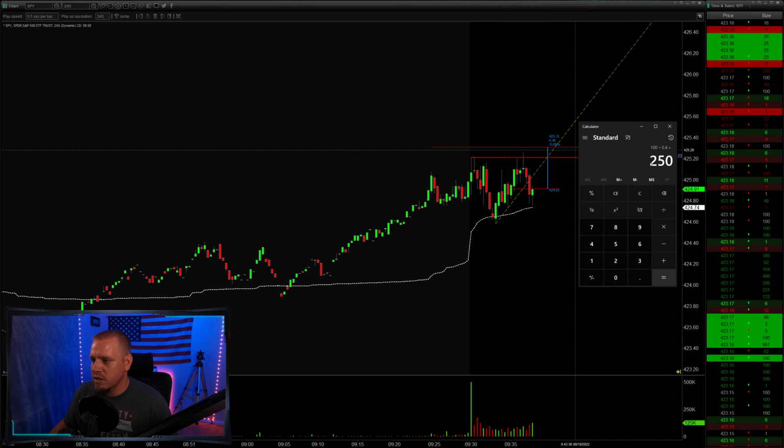Right here, we have the break. My entry range is going to be here about 425, which is what I wanted. I probably wouldn't have gotten that. Looks like I would have ended up getting about the 424.90 range, maybe around here. Now, I'm going to measure this out. What is the distance from there to my stop? This is going to be my stop, just above that high test there. All right, so we have a 40-cent stop.